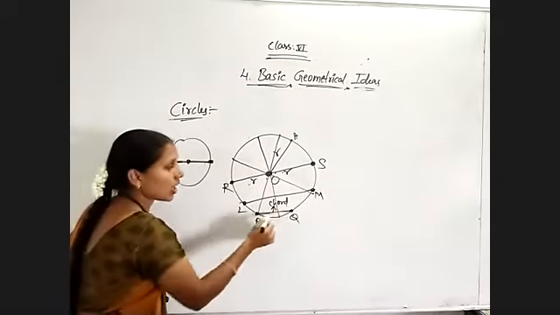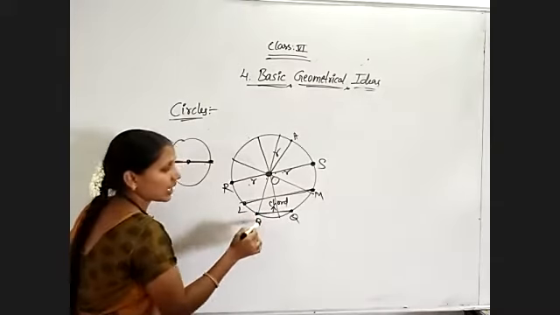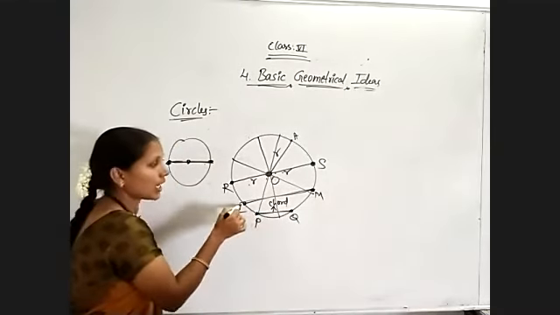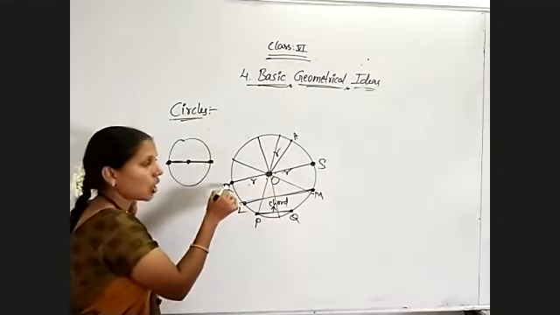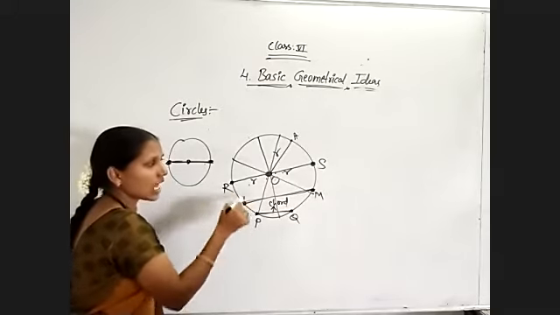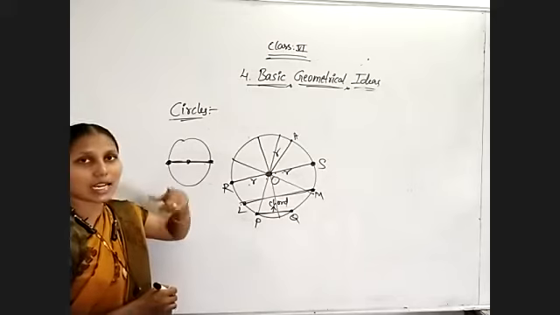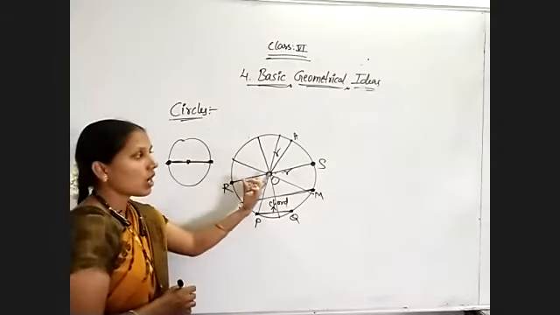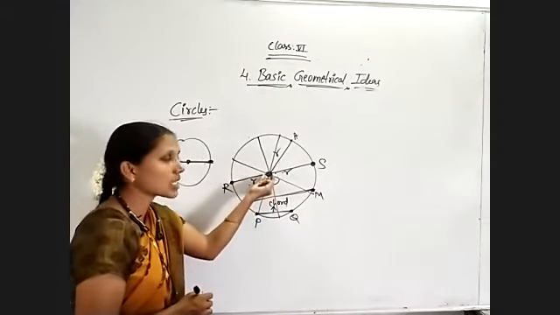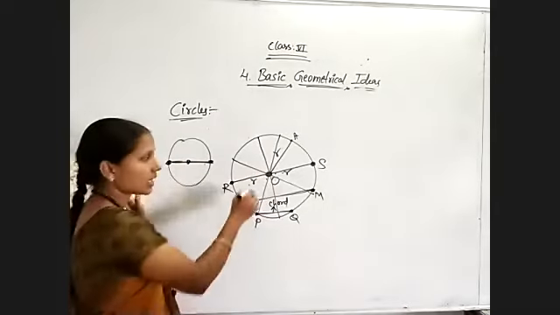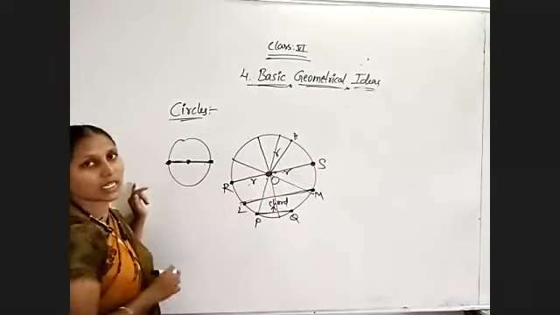But coming to chords, whatever chords I am taking now, observe chord PQ, chord LM, and chord RS. All these have different lengths. So all the chords have different lengths. But the chords which are passing through the center have the same length. That is nothing but diameters are equal in length.